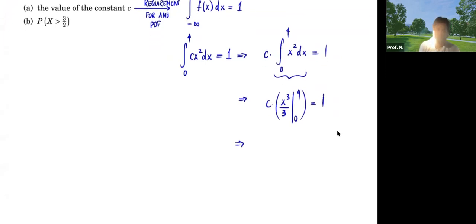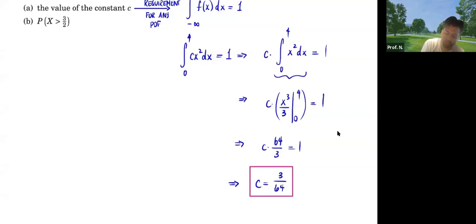When you evaluate this definite integral, you get 64 over 3 minus 0, times c, equals 1. So what does c equal? The constant value must equal 3 over 64. So that must be c. Then the PDF f of x can now be written as 3 over 64 x squared when x is between 0 and 4, and it's 0 otherwise.